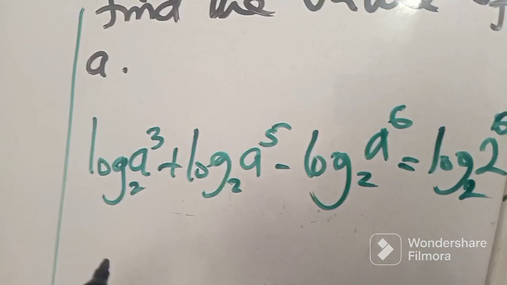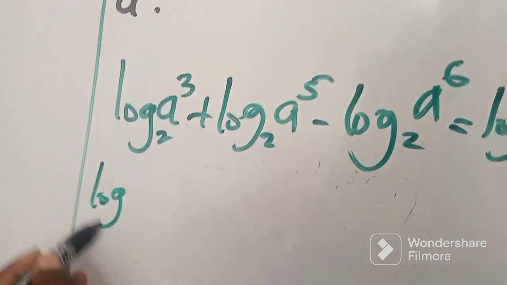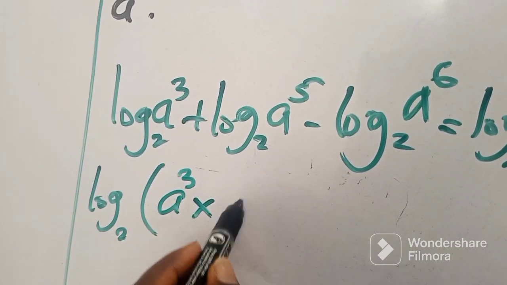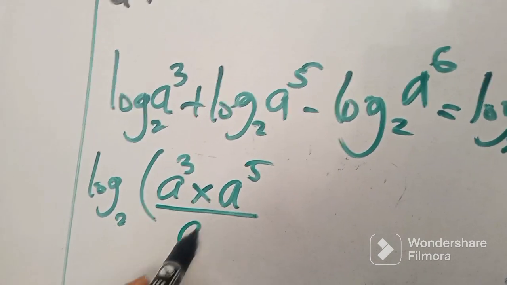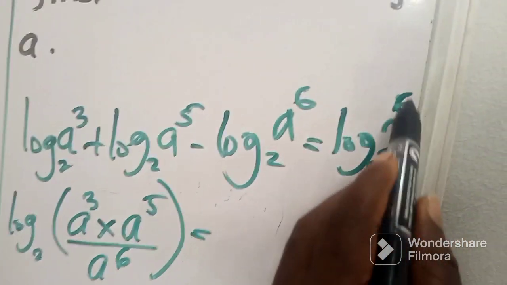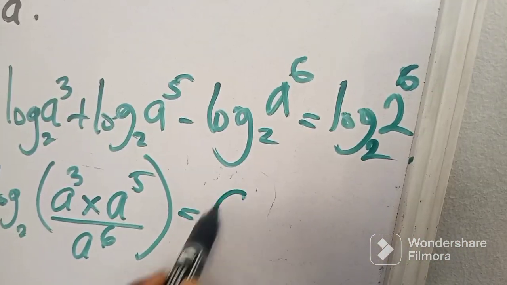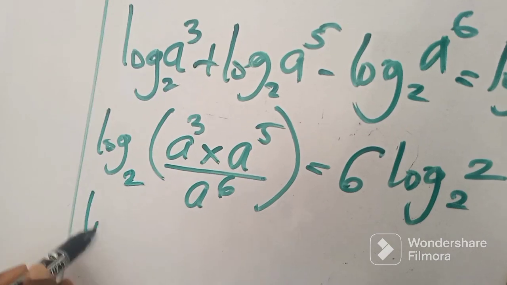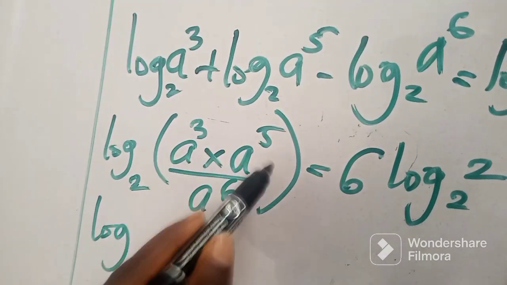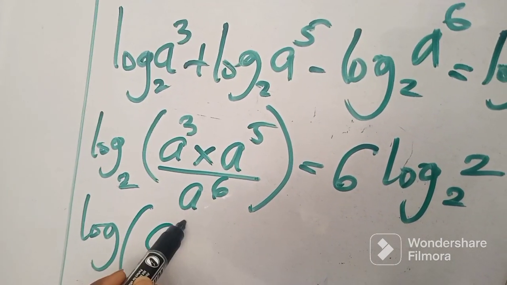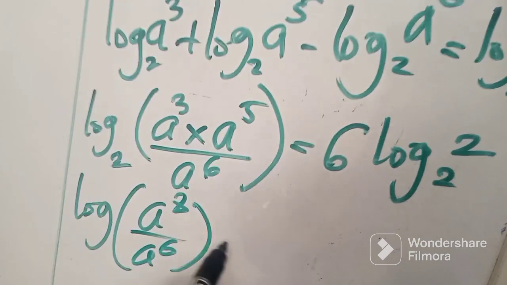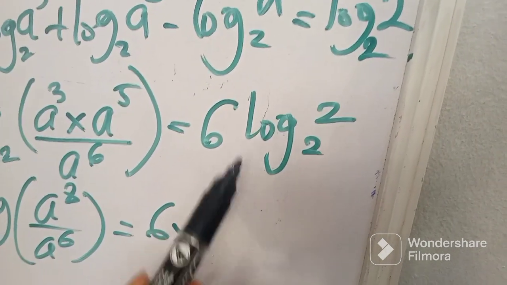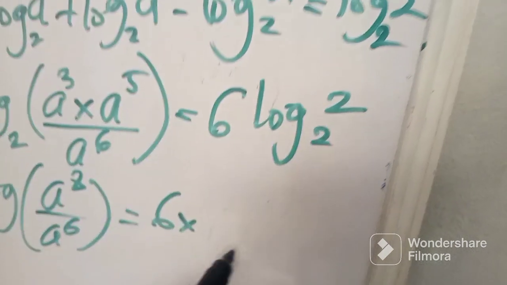Now, according to the law of logarithm, you can take the common log to base 2 and multiply a cubed times a raised power 5 divided by a raised power 6, equal to 6 log 2 base 2, since the 6 can come down. So from here now, according to the law of indices, we can take the common base and add the power. That will give me a raised power 8 over a raised power 6 equal to 6 times, and when the number and the base are the same, it will give you 1. It's a law in logarithm. So log 2 base 2 will give me 1.